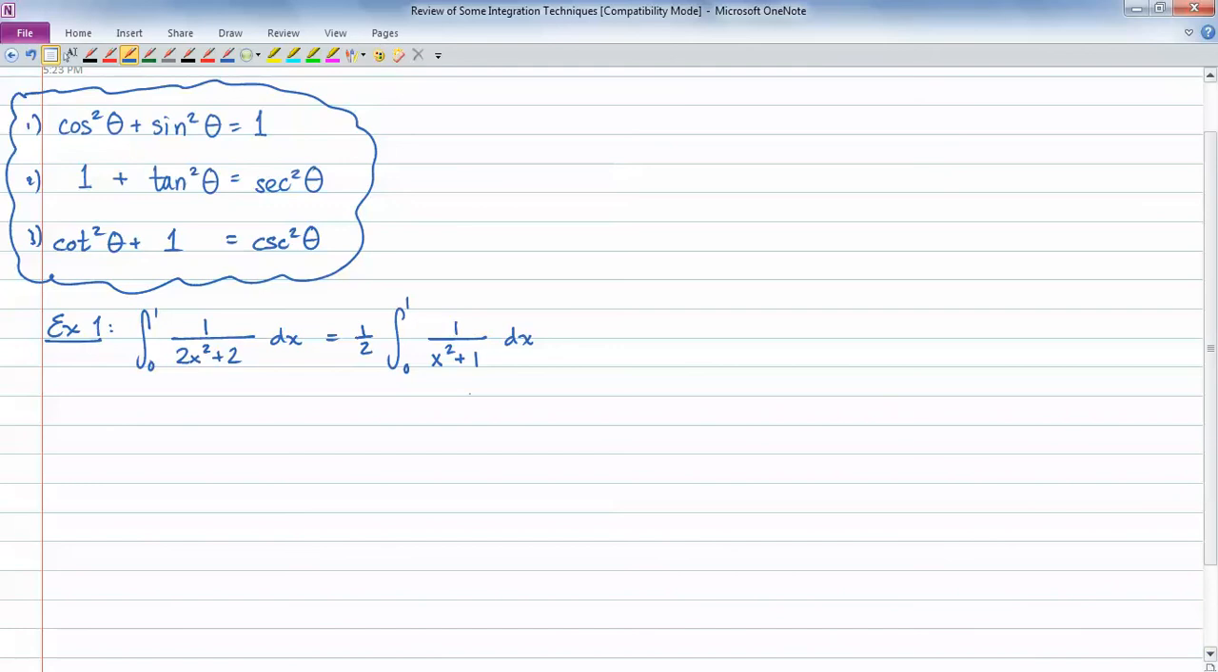Notice x squared plus 1 looks a lot like this. 1 plus x squared is a lot like 1 plus tan squared. Now you can do it with 1 plus cotan squared, but tan is going to be easier to work with than cotan. So I'll do a trig substitution, not a u substitution. We're going to let x equal tan theta. So x squared plus 1 is really going to be secant squared.